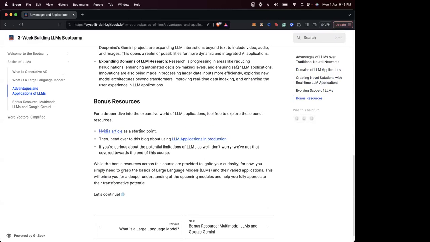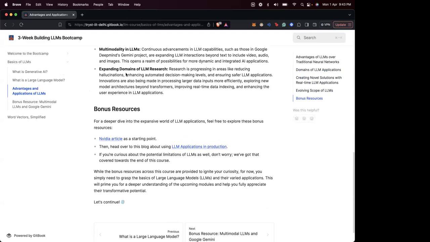So reducing hallucination is a large part of LLM applications, enhancing automated decision making, and ensuring safer LLM applications, just like what I told you about Claude, right? They're pioneering constitutional AI, so they're trying to ensure that the answers that come out are completely safe, harmless, and only made for human benefit.